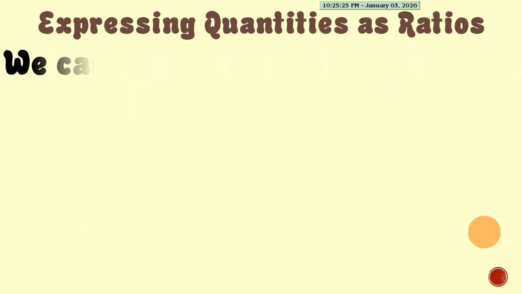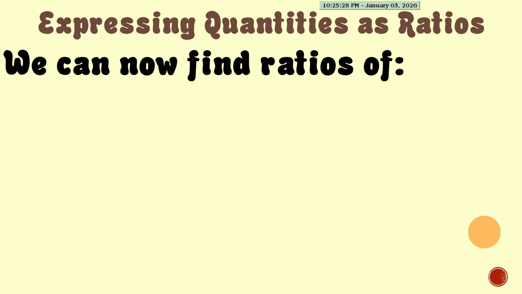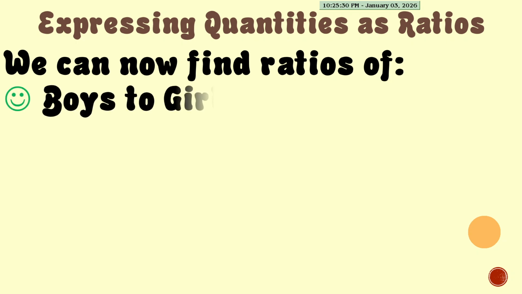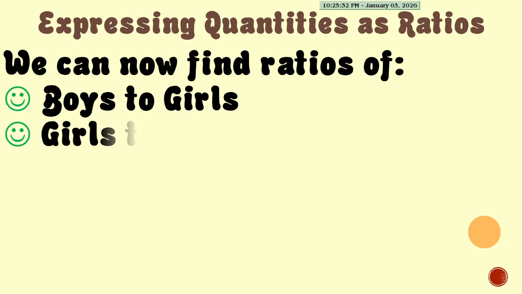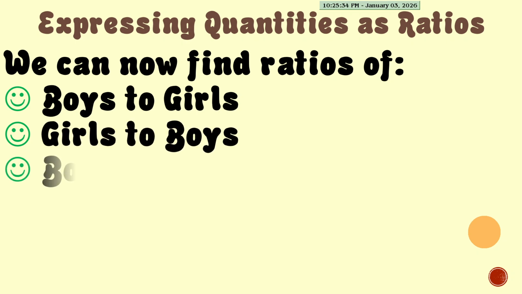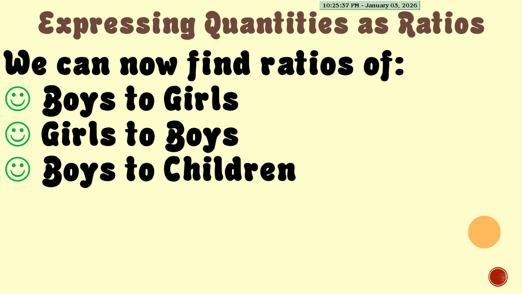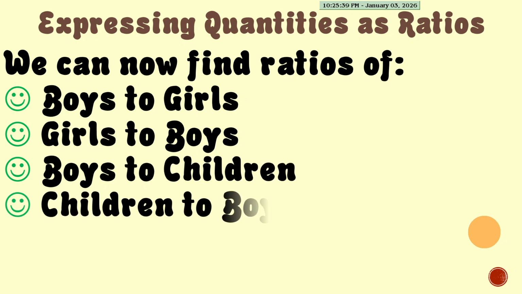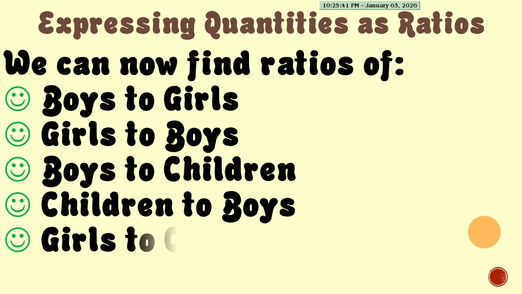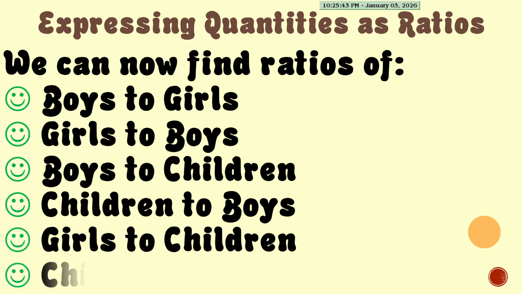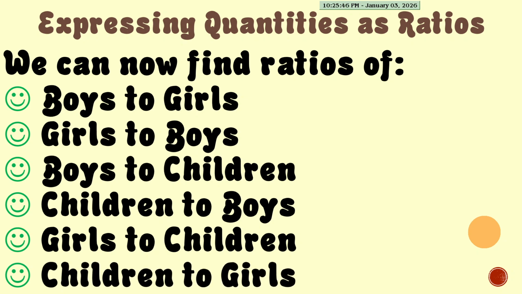Now, we can find ratios of the number of boys to the number of girls, the number of girls to the number of boys, the number of boys to the number of children, the number of children to the number of boys, the number of girls to the number of children, and the number of children to the number of girls. So 6 different things can be gotten from this bit of information that we have. We need to know how to do this because you never know what is actually going to be on your test.